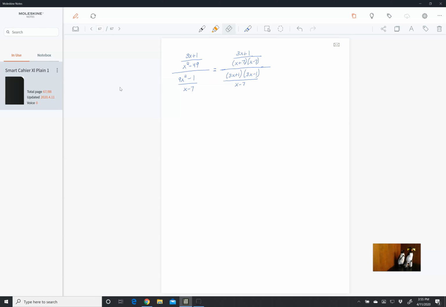Okay, so we have this numerator, and here's our denominator. And then we're going to multiply by the reciprocal of the denominator. So we get 3x plus 1. And feel free to put that in parentheses. We're still keeping the fractions separate, so it's not necessary, but always feel free to put something in parentheses. Okay. And then we're going to multiply by the reciprocal of the denominator. So the reciprocal of the denominator is now x minus 7 over 3x plus 1 times 3x minus 1.